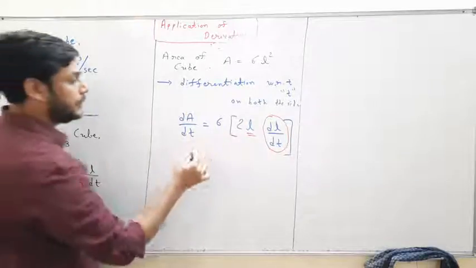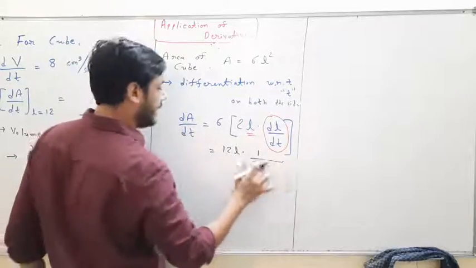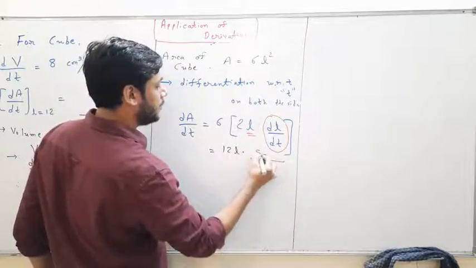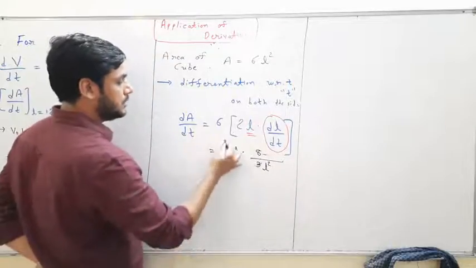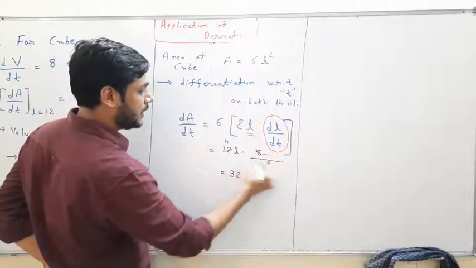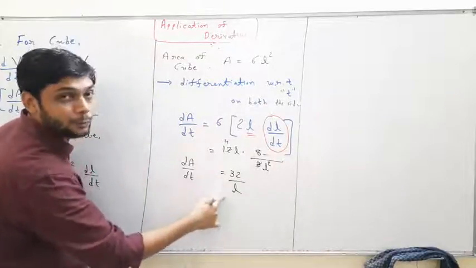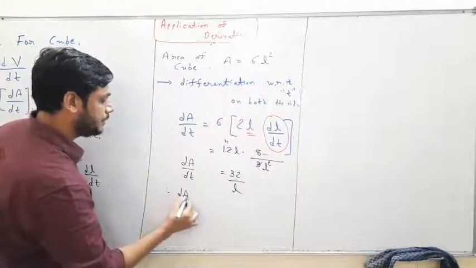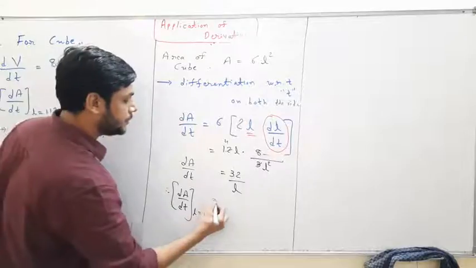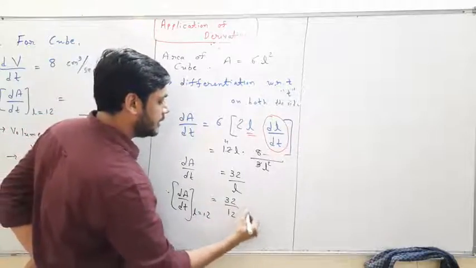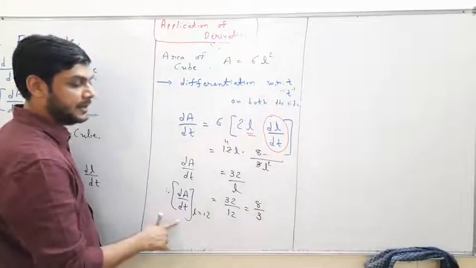We substitute this value here, so that is 6 into 12L into dL by dt, which is 8 upon 3L square. 3 4s are 12, so 8 into 4 is 32. L and L square cancel, so 1L will remain. So dA by dt is equals to 32 by L. So dA by dt when L is equals to 12, substitute the value of L, that is 12. Divide by 4, so 8 upon 3. So dA by dt is 8 upon 3.